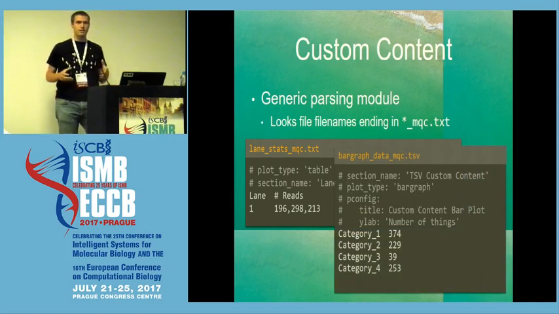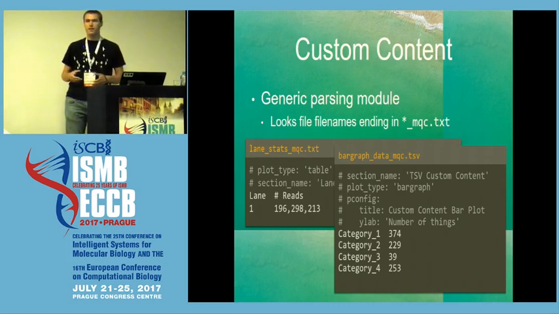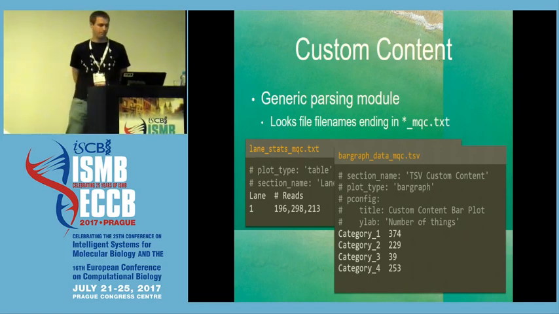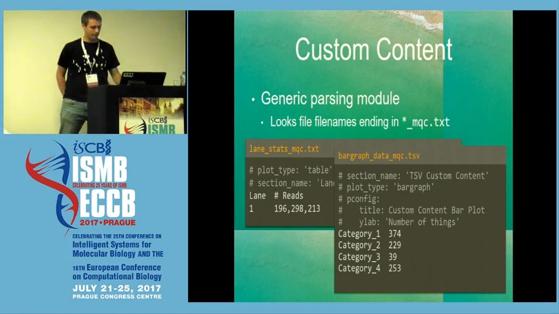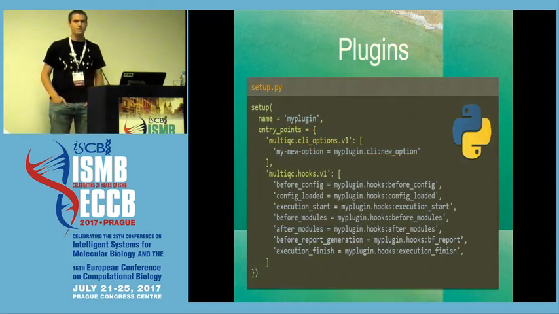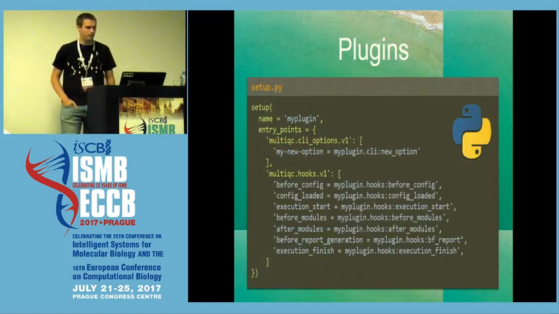And this is great because if you send these files to anyone else, their copy of MultiQC will also work with it. There's no customization of MultiQC here. You're just giving it the information that it needs in your output file. This is great, but it doesn't always go far enough. So something else that MultiQC supports is writing your own Python code, custom plugin code.